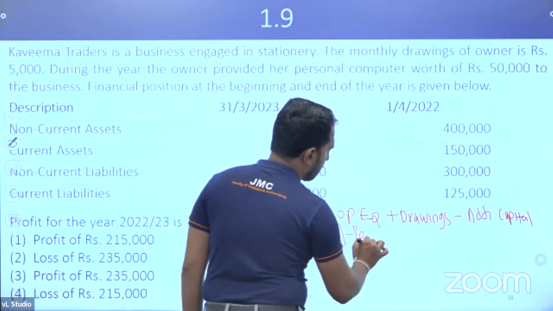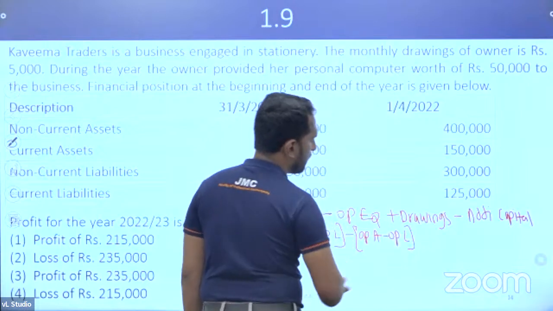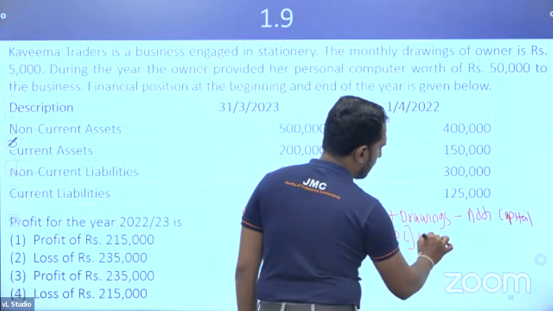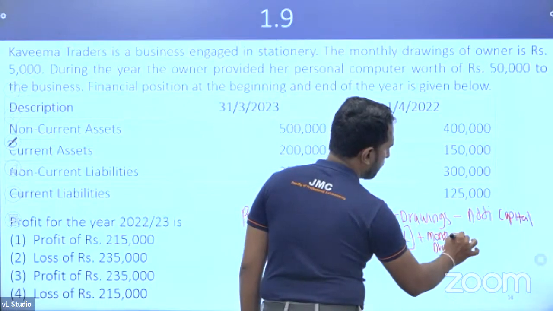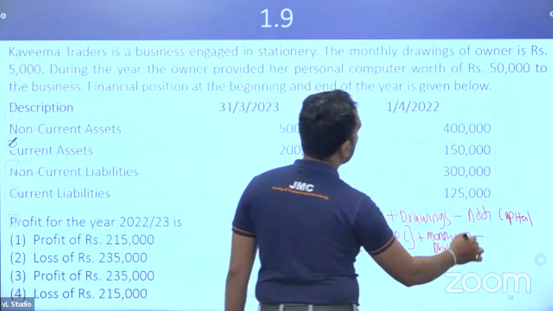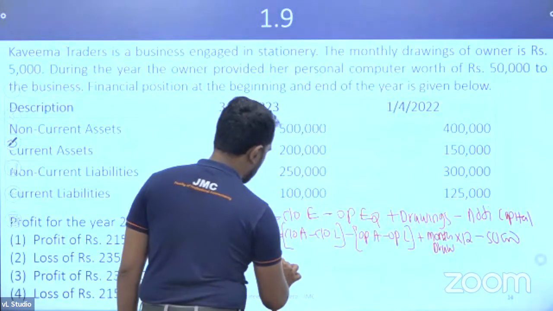Right, closing equity, we know that closing asset minus closing liabilities. Opening equity, opening asset minus opening liabilities. Drawings we need to do is monthly drawing into number 12. Additional capital is pretty easy, 50,000. Right, now we'll put the numbers.